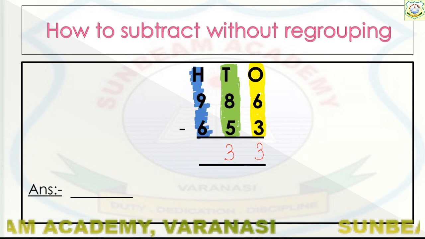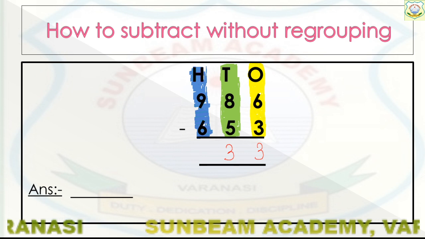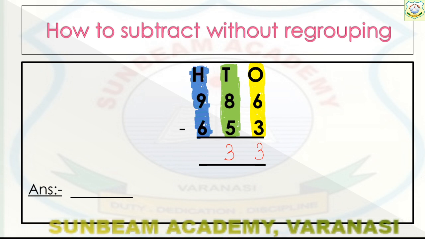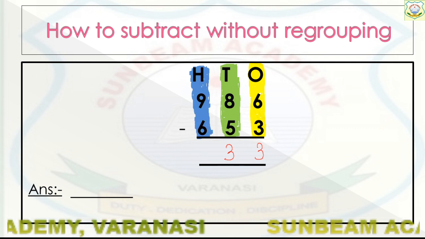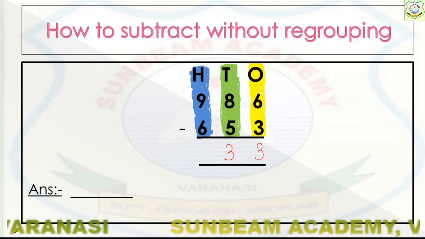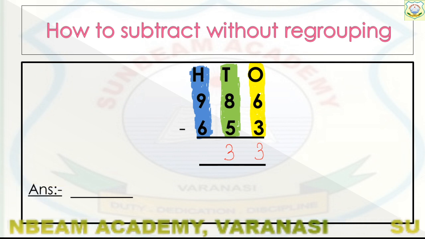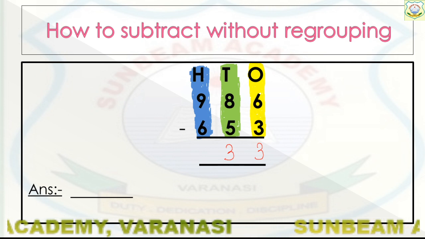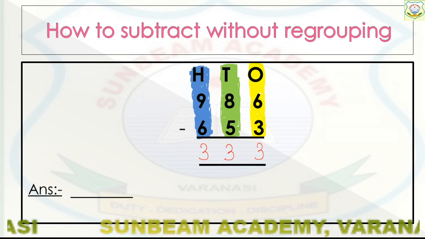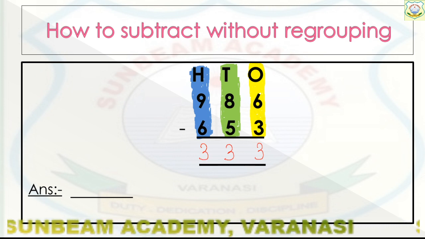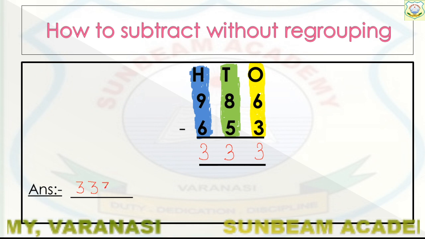Okay. Now see here. You can see I have highlighted all the columns. Now let's do the solution. Let me choose the pen. So now 9 minus 6, that is also 3. So what answer have we got? We have got 3, 3, 3.